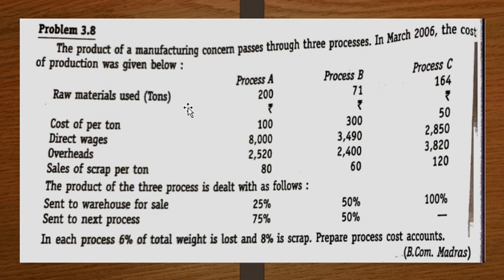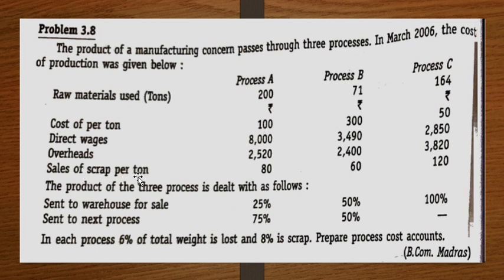So prepare process cost account. Let us prepare the problem here. We will start with process A's account. In process A's account, first is the number of units introduced. The raw material introduced in process A is 200 tons. Cost per ton is also given in the problem, which is 100. Then they have given expenses, which we will be taking here.